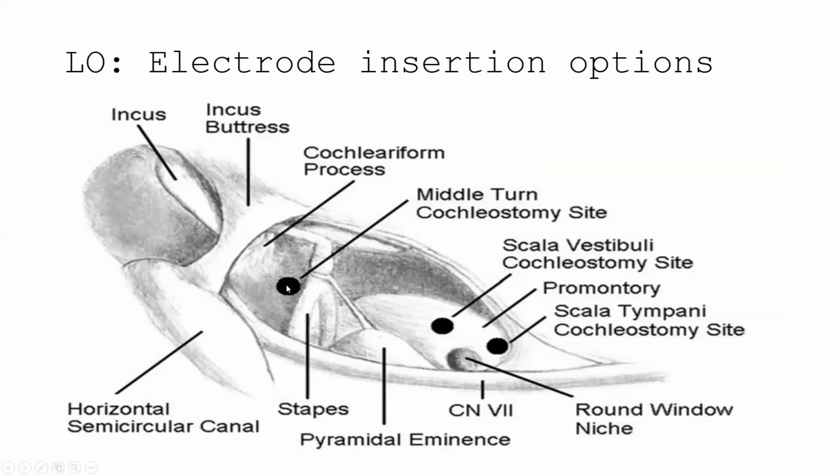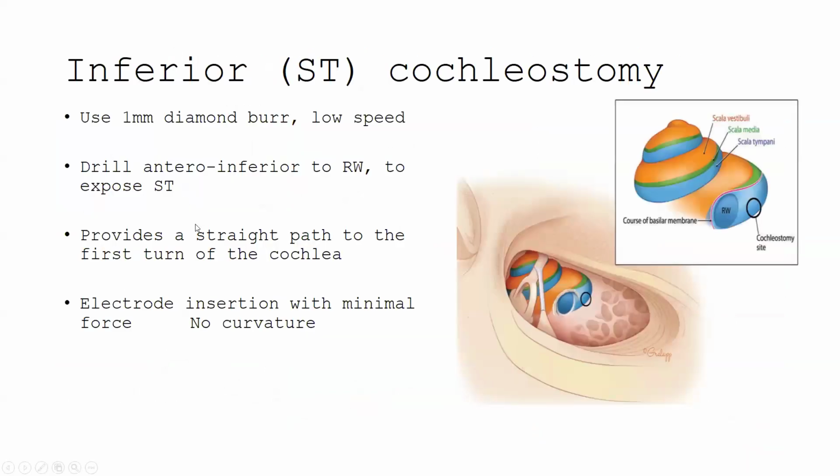We can do a middle turn cochleostomy, and we can also do an apical turn cochleostomy. So the inferior cochleostomy, also known as a scala tympani cochleostomy, we said that the basilar membrane hooks around the round window. So for our scala tympani cochleostomy, we drill anteroinferior to your round window membrane, and this will help you expose your scala tympani.